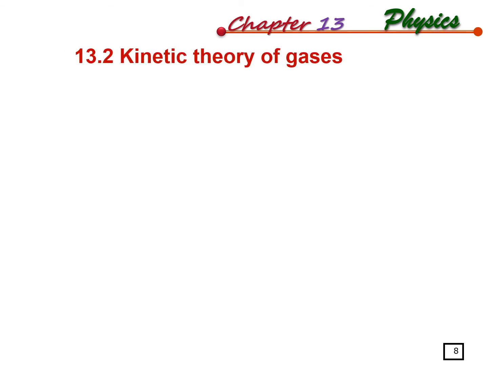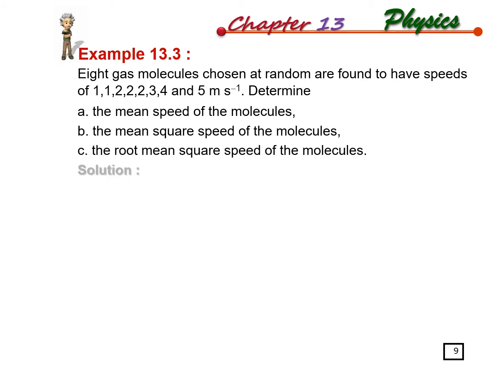Okay, so the next subtopic will be on kinetic theory of gases. For example 13.3, we have 8 gas molecules chosen at random, found to have speeds of 1, 1, 2, 2, 2, 3, 4, and 5 meters per second. Here they want us to determine the mean speed of the molecules, the mean square speed, and then the root mean square speed.